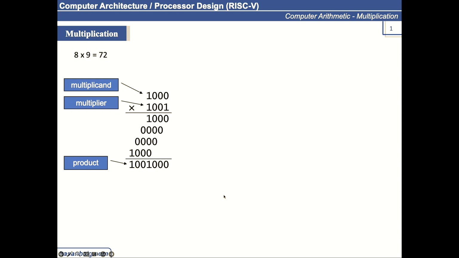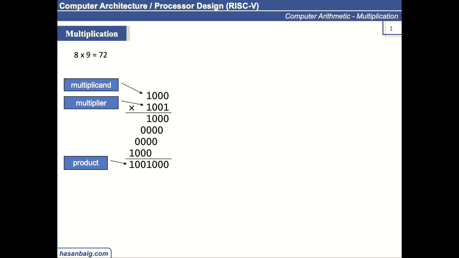So what is the main observation that you have? The first observation is the size of the product is almost double the size of both of the operands, multiplicand and multiplier. So if I say that the multiplicand is represented in m bits and the multiplier is represented in n bits, then the product size would be m plus n.